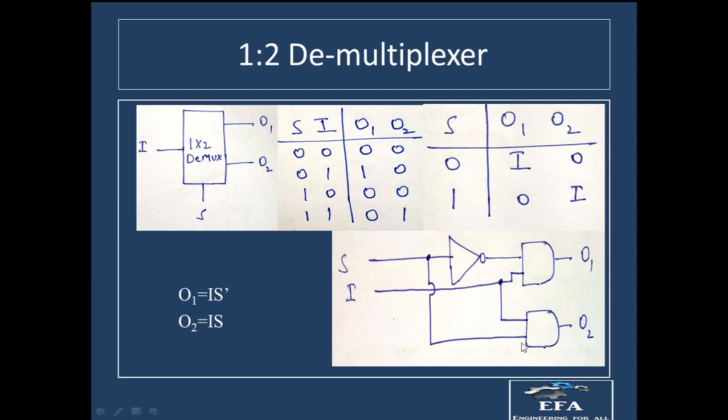So in the second case, O2 is equal to I into s. You can see s is coming from here and I is coming from here, so at O2 we will have I into s. So this is the circuit diagram for the 1:2 demultiplexer.